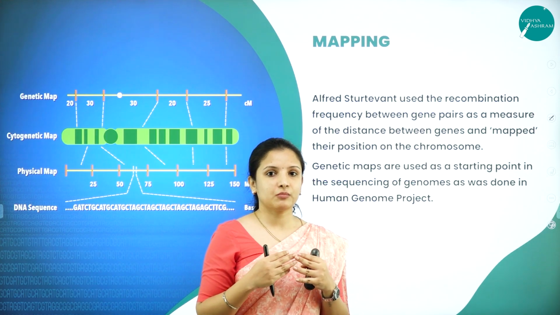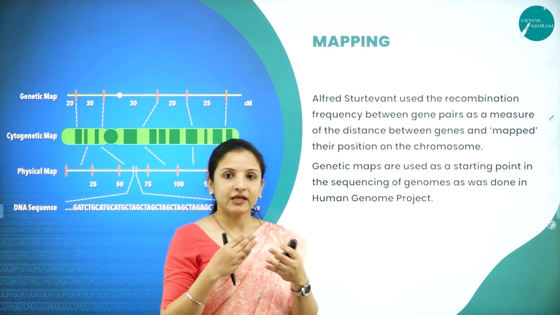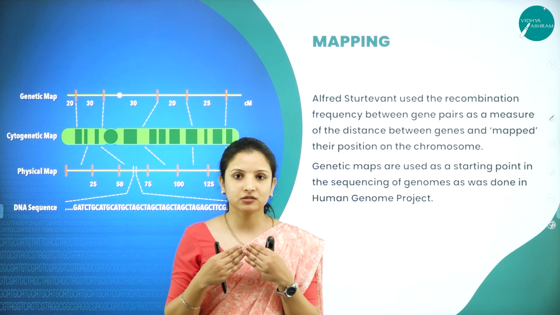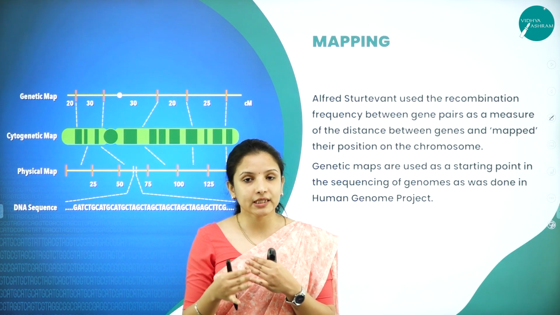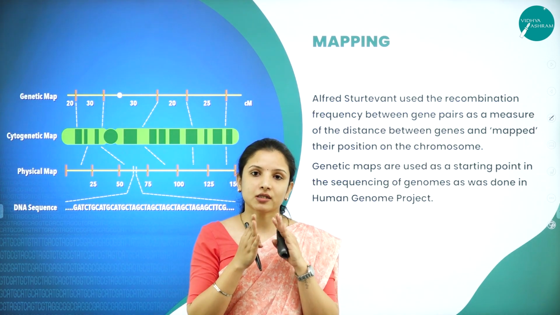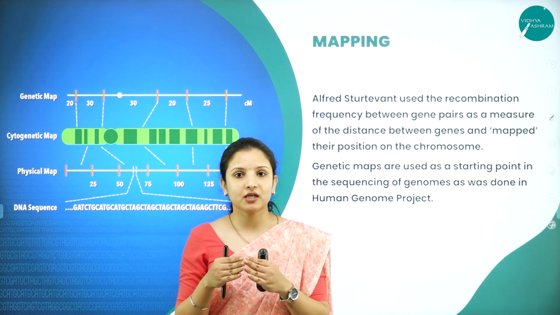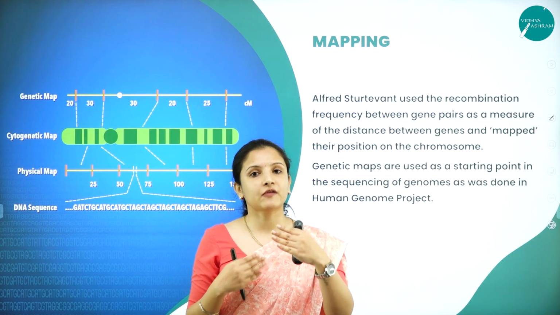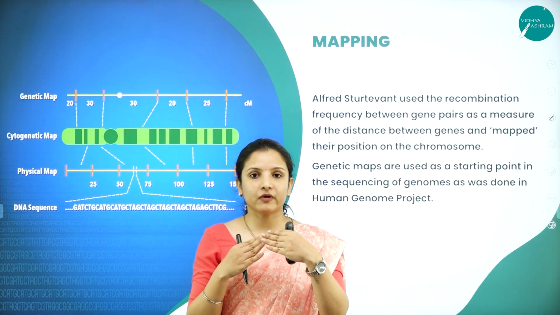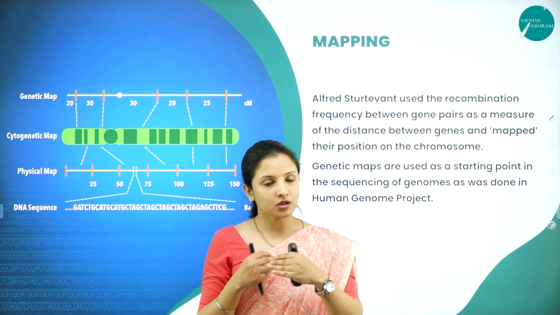So what is this gene mapping? So far we had studied the position of the genes on the chromosome. We studied linkage and recombination. In linkage, the genes are located close to each other, whereas in recombination, crossing over occurs when the genes are located very far apart from each other on the chromosome.